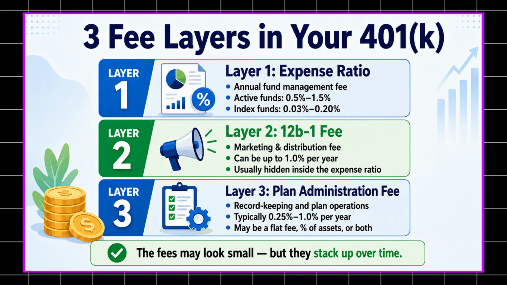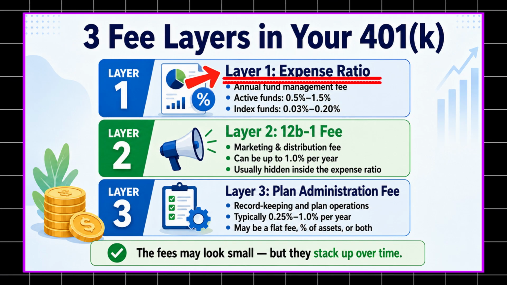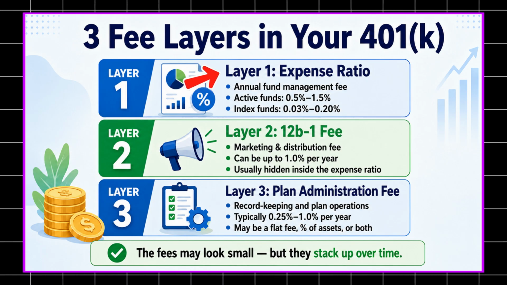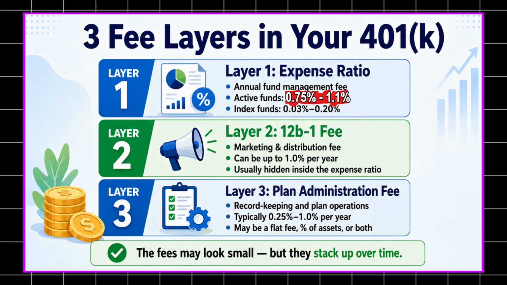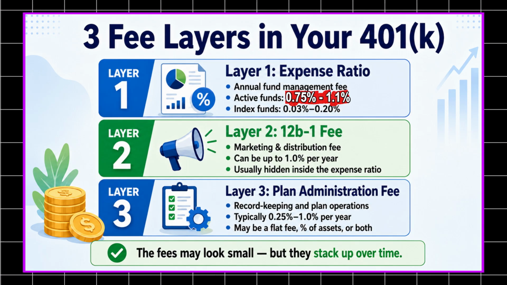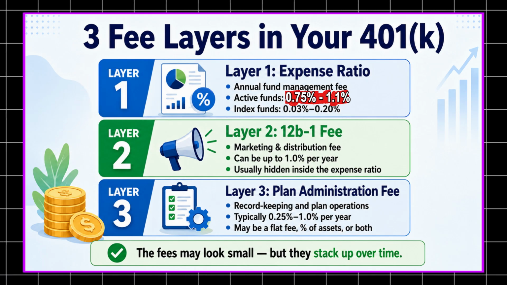Most 401k participants know, at some level, that mutual funds charge a fee called an expense ratio. It is disclosed somewhere in the fund's paperwork. It is a small decimal number, 0.75%, 1.1%, and because it looks small in isolation, most people dismiss it and move on. That is the first layer, and it is not the only one.